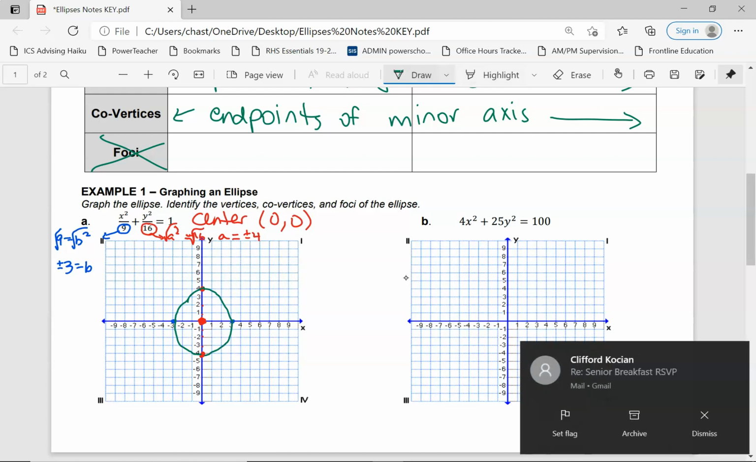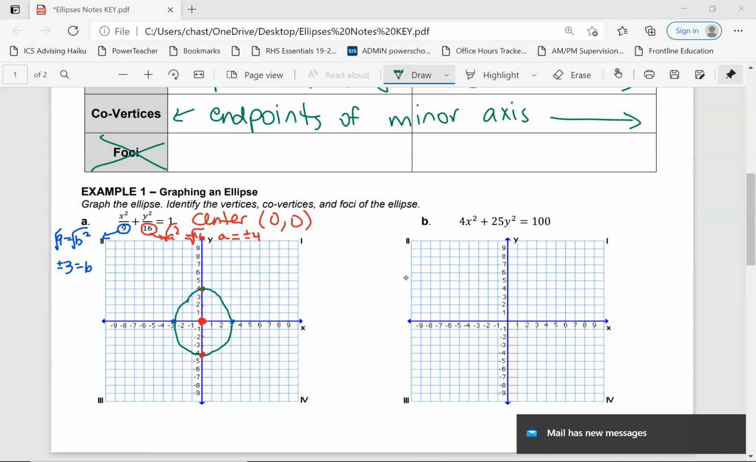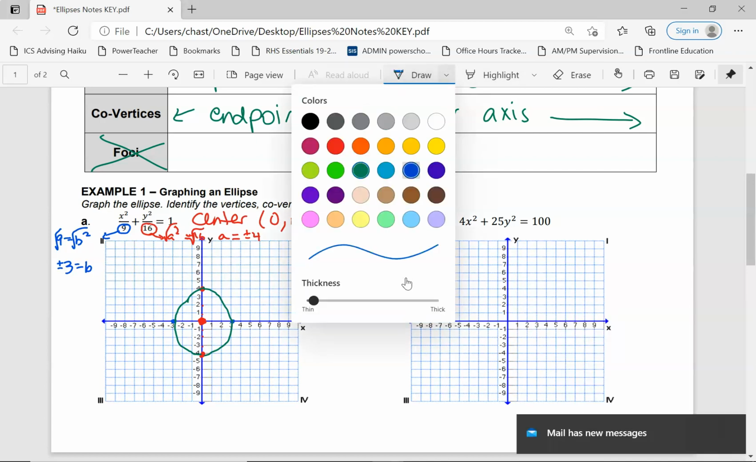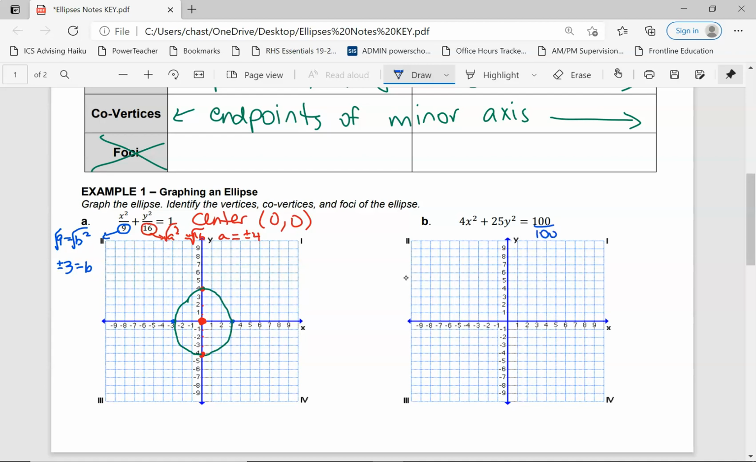All right, for the next one, what we're going to do is we first have to observe that this equation does not equal 1. It has to equal 1, so I'm going to divide everything by 100. Now, 4 into 100 is the same as 1 over 25, so this becomes x squared over 25. 25 hundredths becomes 1/4, so y squared over 4. And 100 divided by 100 is 1.